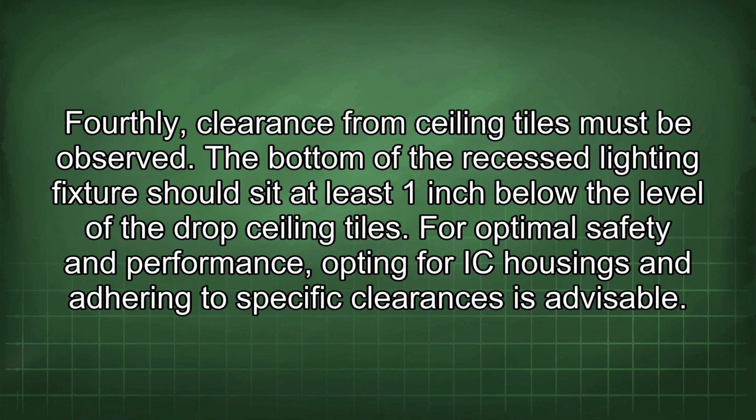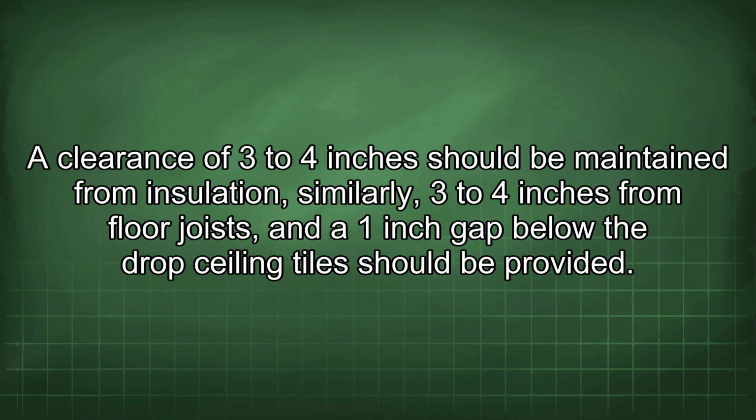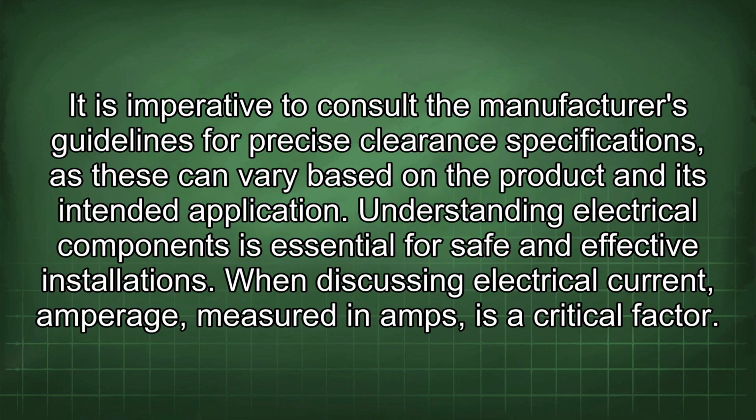tiles. For optimal safety and performance, opting for IC housings and adhering to specific clearances is advisable. A clearance of 3 to 4 inches should be maintained from insulation, similarly 3 to 4 inches from floor joists, and a 1-inch gap below the drop ceiling tiles should be provided. It is imperative to consult the manufacturer's guidelines for precise clearance specifications, as these can vary based on the product and its intended application. Understanding electrical components is essential for safe and effective installations.